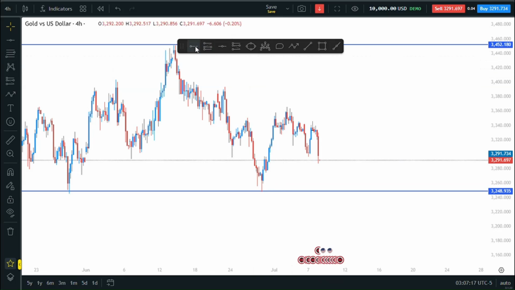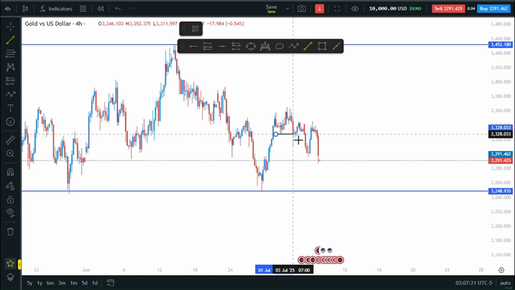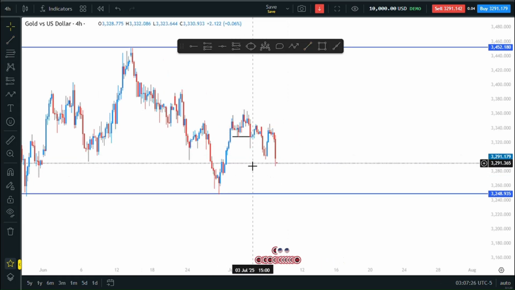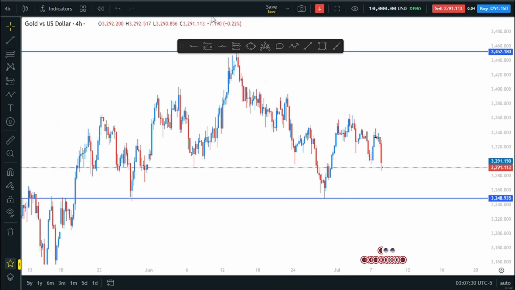If you are asking what the shift of structure was, here was my shift of structure, which showed me that we are changing from bullish to bearish. And here is where I got in, trying to identify what to do next on gold. So I marked up more levels here on gold.